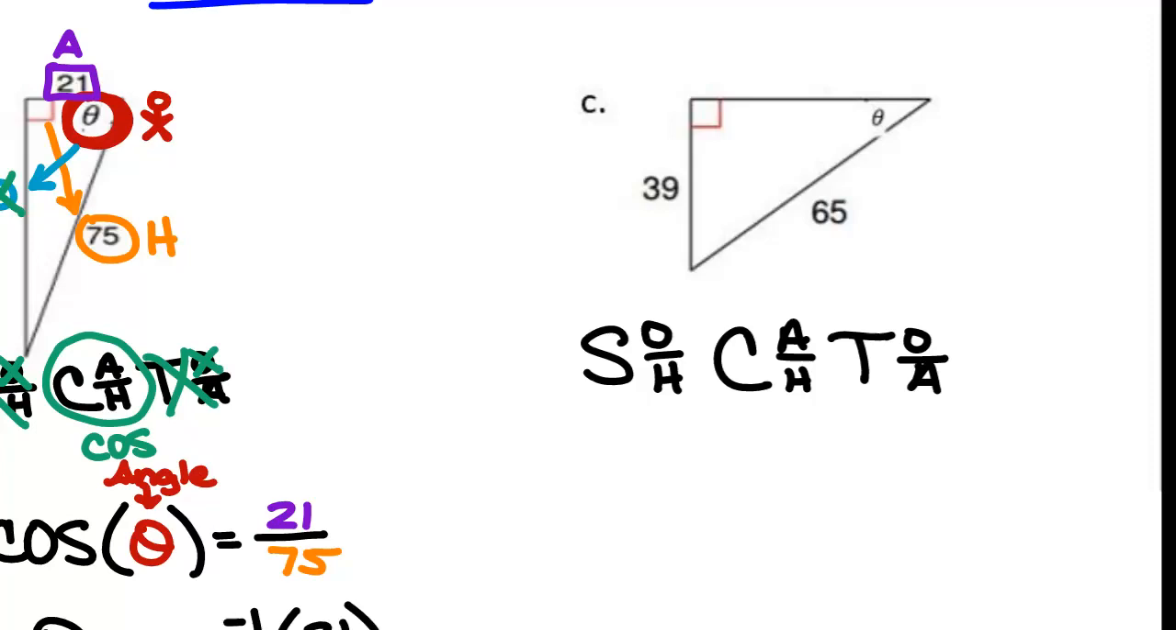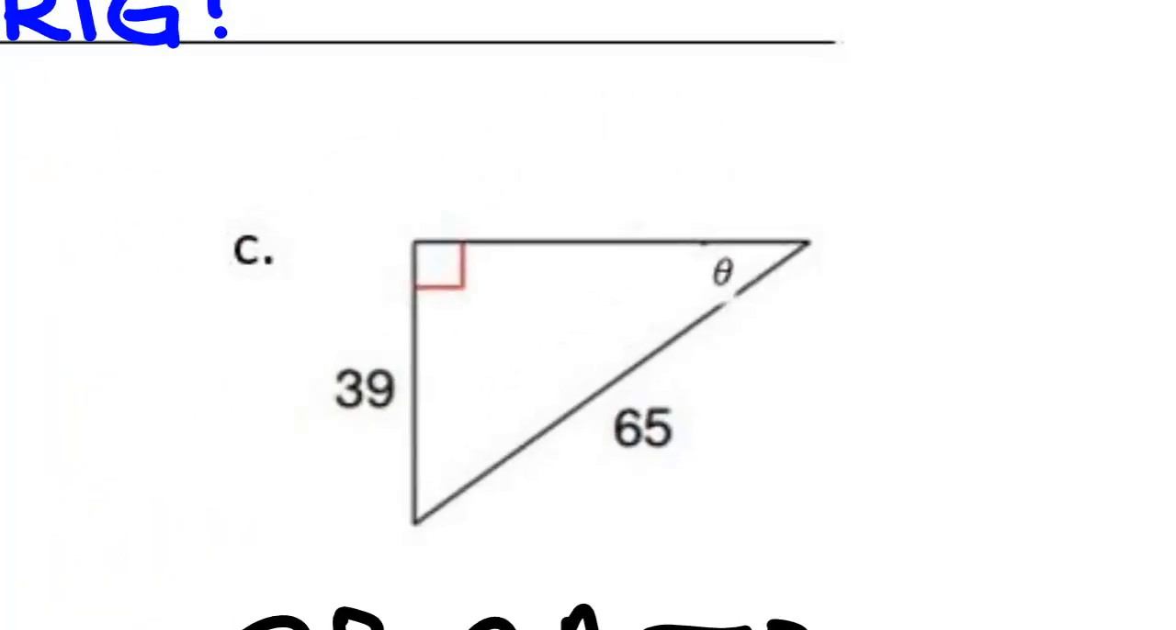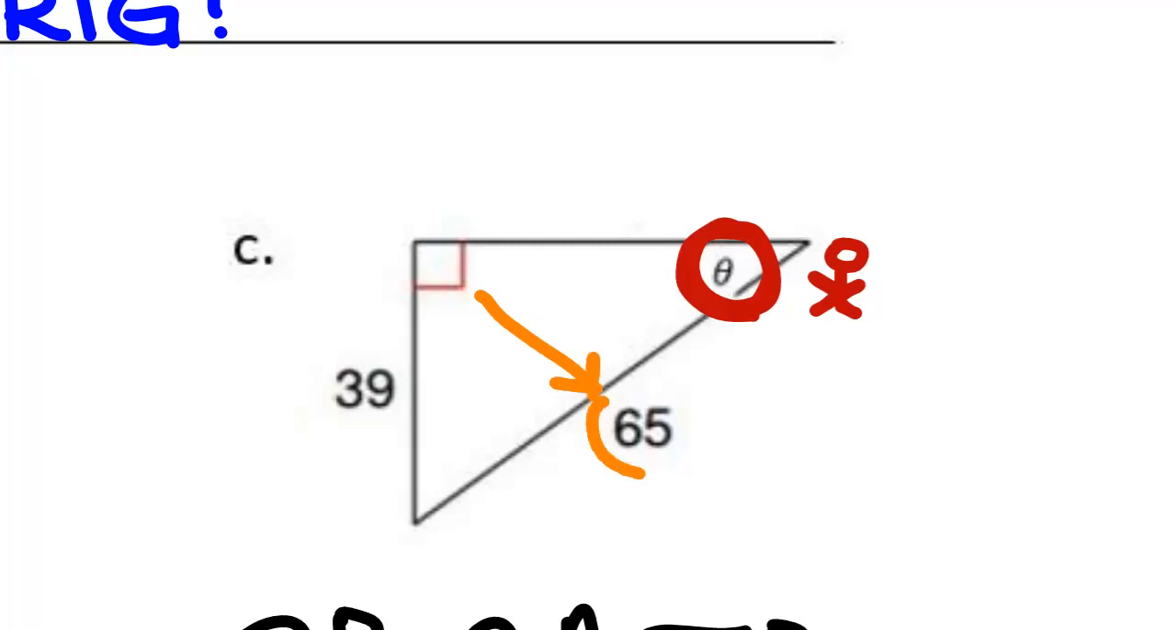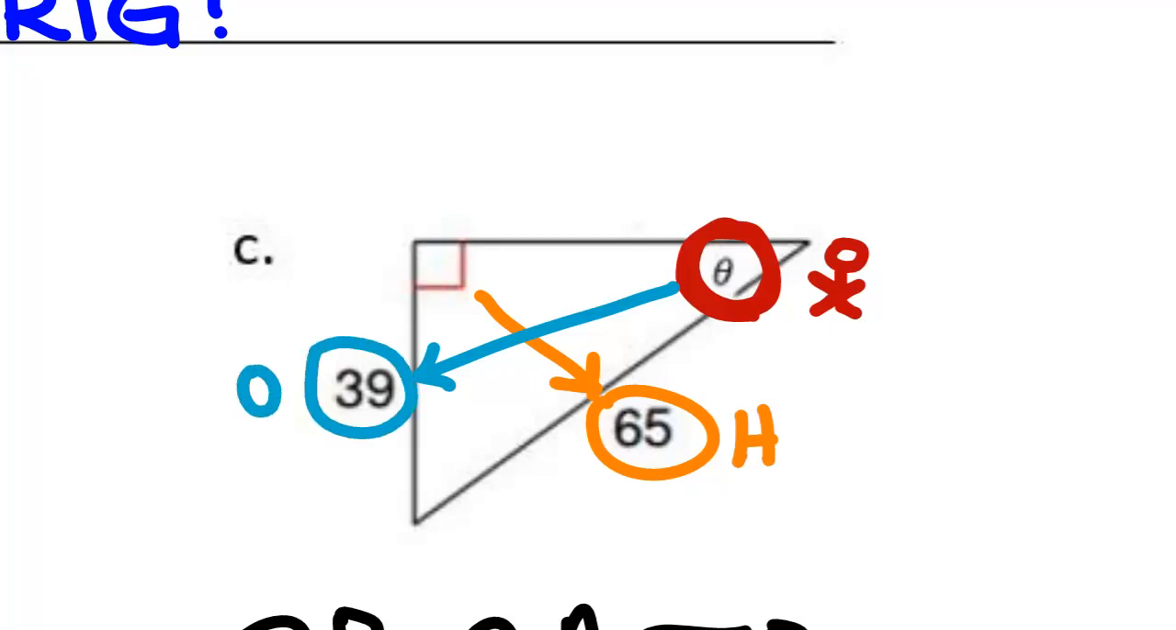What are we getting for theta? 36.869 or 36.87. Absolutely. Let's walk through it. Circle the angle. So we circle theta. Label our sides. 65 is my hypotenuse. 39 is my opposite side. Up at the top is my adjacent.